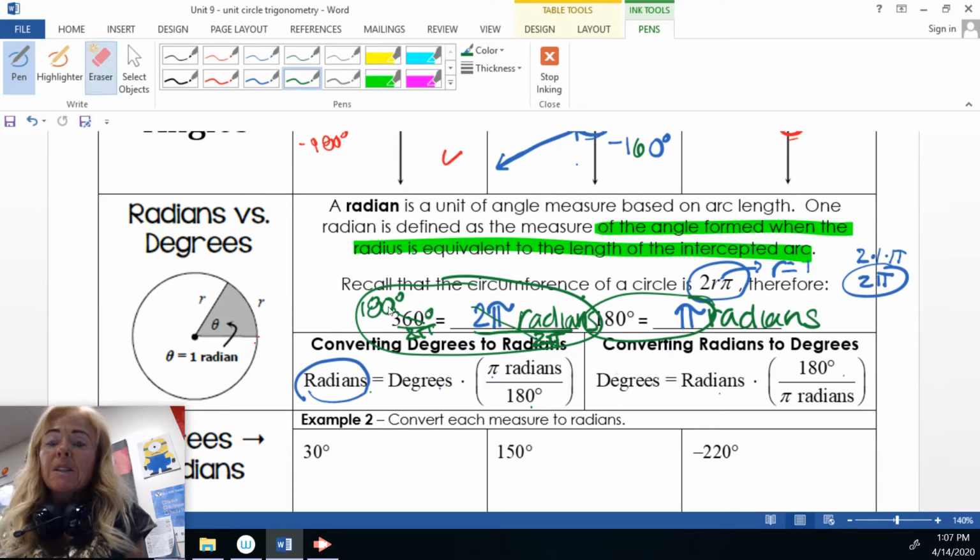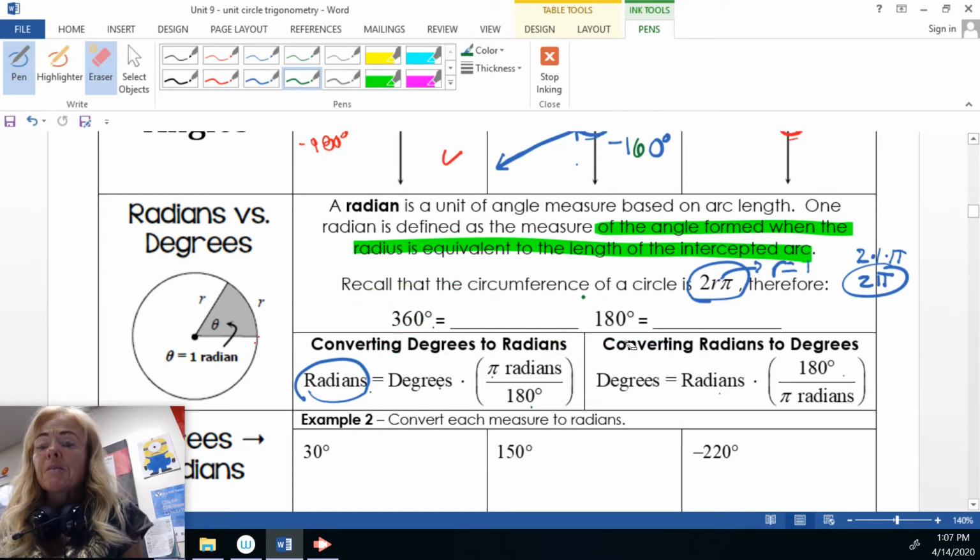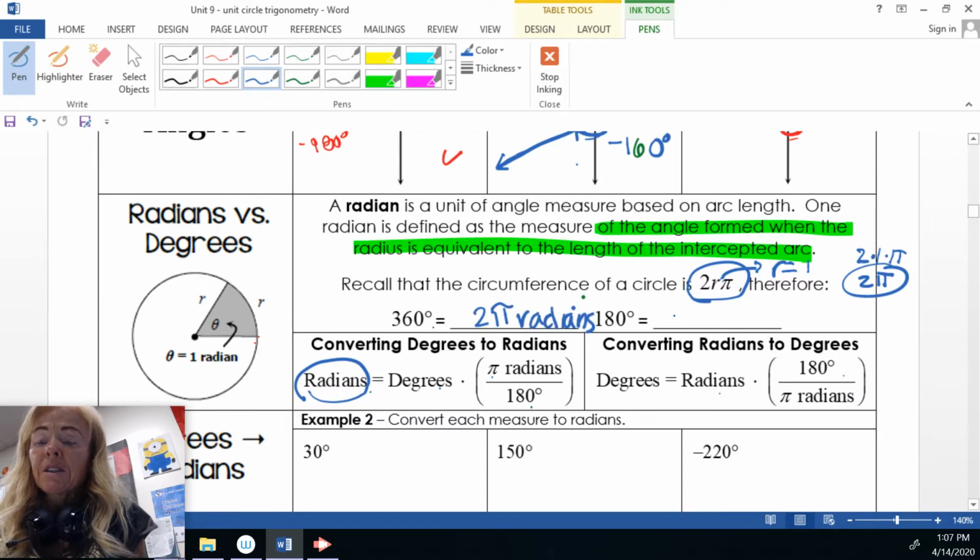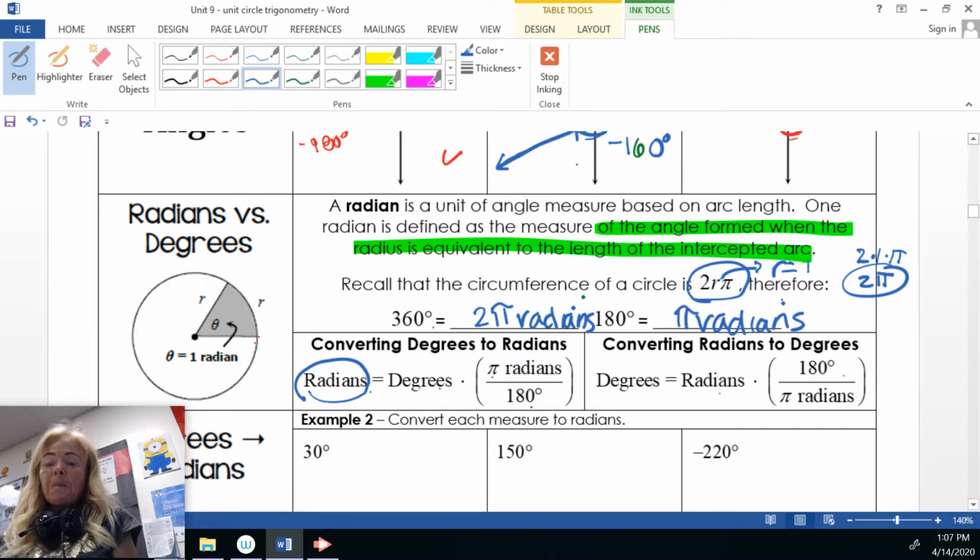I am going to erase all this and then just write out the formulas again because I want to make sure that our formulas are understandable. So 360 degrees is 2 pi radians, and 180 degrees is pi radians.